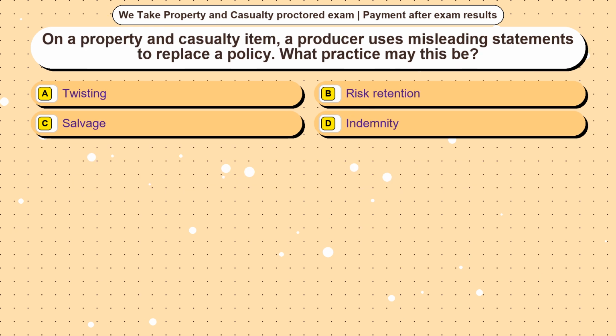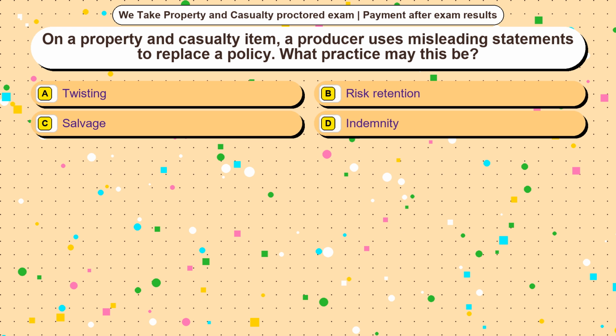Question 14. On a property and casualty item, a producer uses misleading statements to replace a policy. What practice may this be? Option A, twisting. Option B, risk retention. Option C, salvage. Option D, indemnity. The correct answer is option.